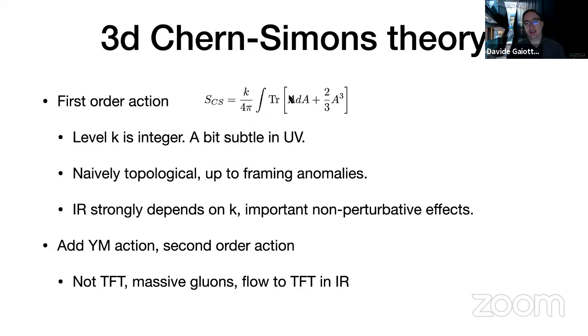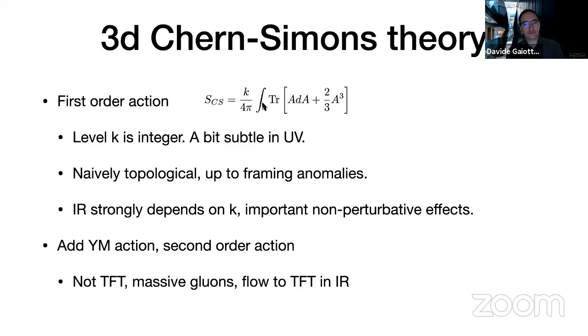If you want to be precise, in a topological field theory, usually one would say the stress tensor vanishes because the theory is independent of the metric. In Chern-Simons theory, the stress tensor doesn't quite vanish, but it's a local functional of the background metric called the quantum tensor.